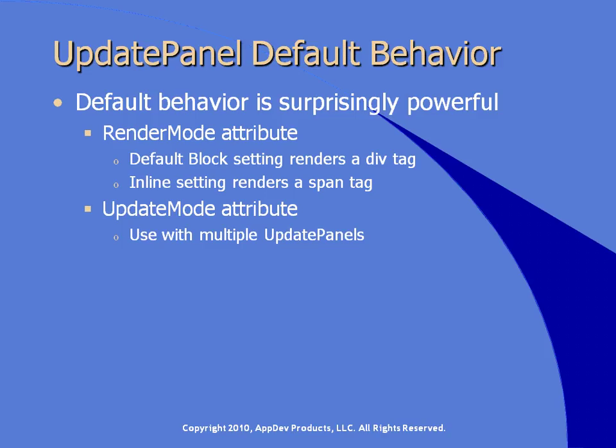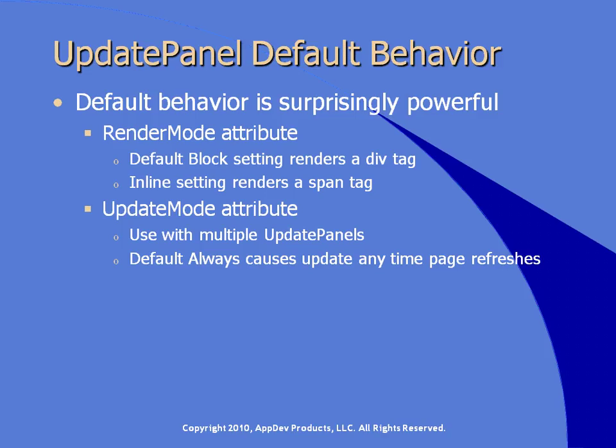Another attribute is Update Mode. Update Mode is, well, it's irrelevant unless you're using more than one Update Panel on a page. The default behavior of the Update Panel is to update itself anytime the page is refreshed. So imagine that you have a Panel A and a Panel B on a page. When something triggers Panel A to update, Panel B is also going to update. That's because the update mode of an Update Panel defaults to always, which means that the Update Panel content is going to be updated on every full page or partial page update.